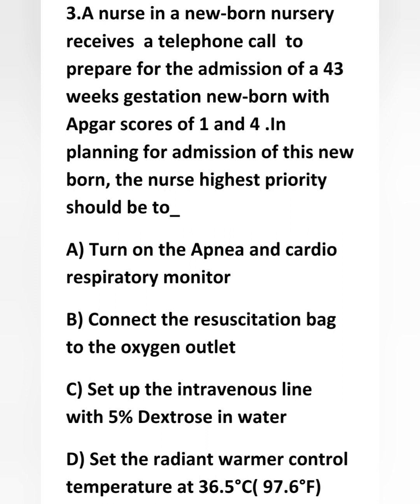Here a nurse receives a phone call for an admission of a 43-week gestation newborn with an Apgar score. We have to note the Apgar score: it is between 1 and 4. The normal Apgar score is 8 to 10. If it is normal, there is no need for any extra preparation for the admission. Here the Apgar score is very low, 1 to 4. So what should the nurse's highest priority be? As a nurse, the highest priority on admission to the nursery for a newborn with a low Apgar score is the airway. Airway is the highest priority. So what would be involved? Preparing respiratory resuscitation equipment and oxygen.